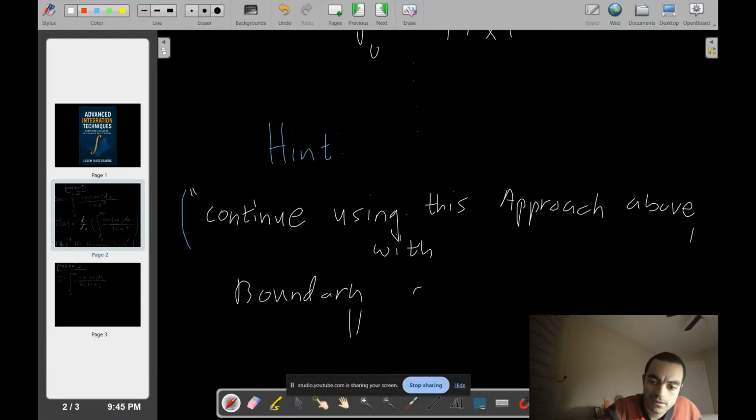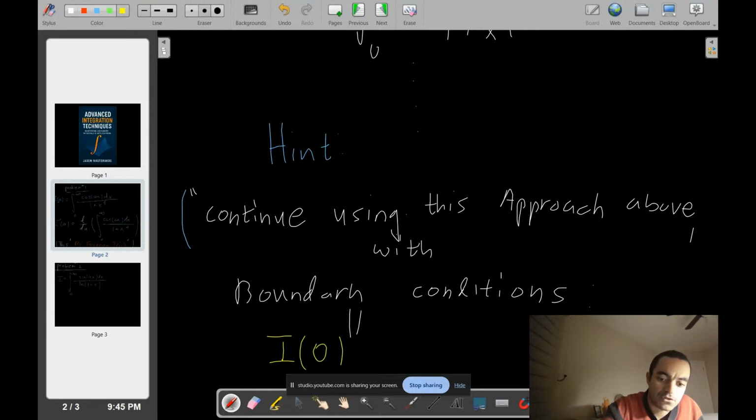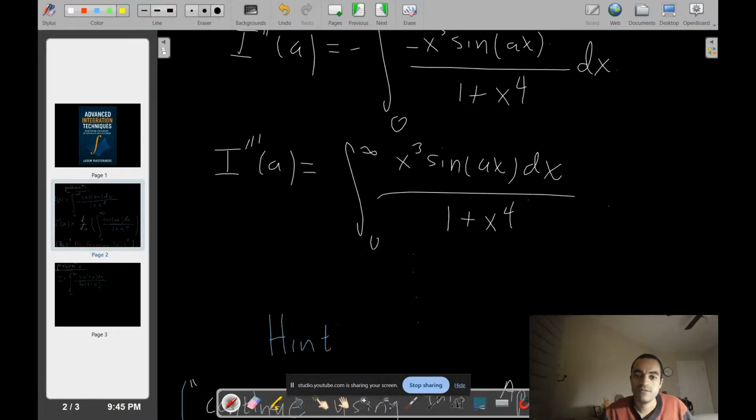You should know what boundary conditions are. Let's say, for instance, I at 0 equals, let's say 1, for instance, something like that, and so on, right? So you have to use boundary conditions. What that means is that at a, our parameter a will be defined as some number, and then our entire function of the integral at a is equal to a number. Okay, so you're going to need to use boundary conditions to solve this.